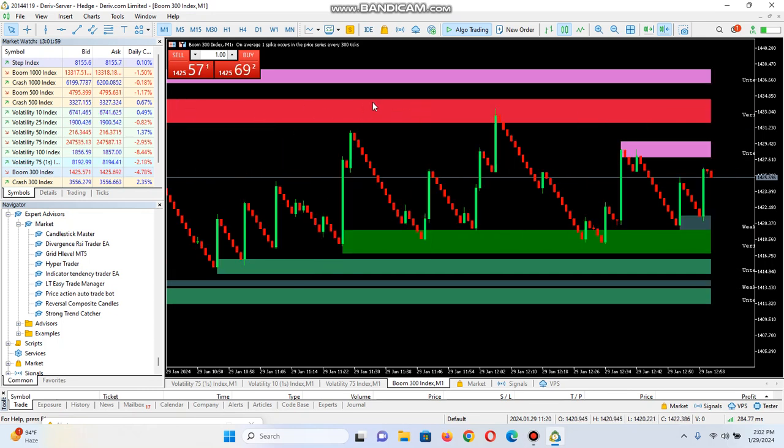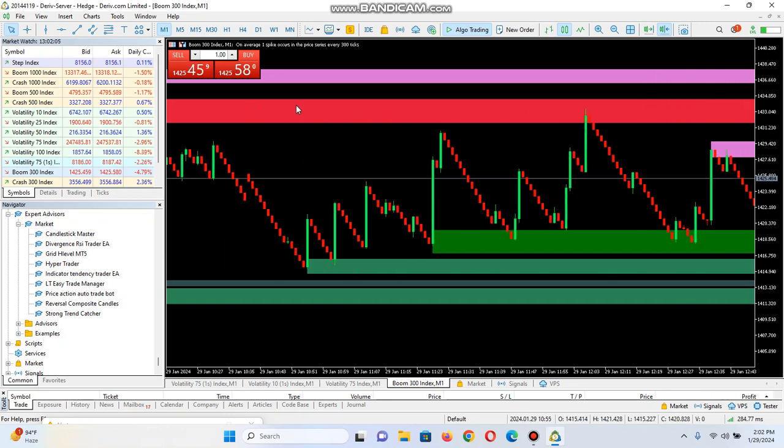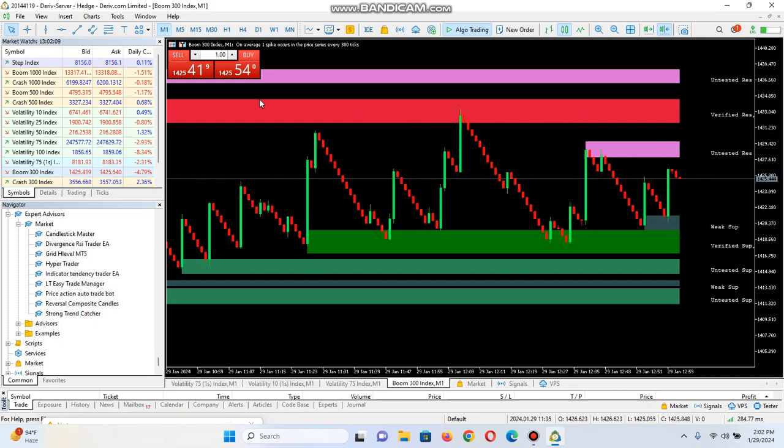And how do you know the verified resistance? It's always very red, very reddish. It's always on thick length. Sometimes the length or the diameter of it may not reach like this, but as long as it is red and it's written verified, it's confirmed to be a point of entry when price gets to that point. Though sometimes you apply other tools to make some valid decision.